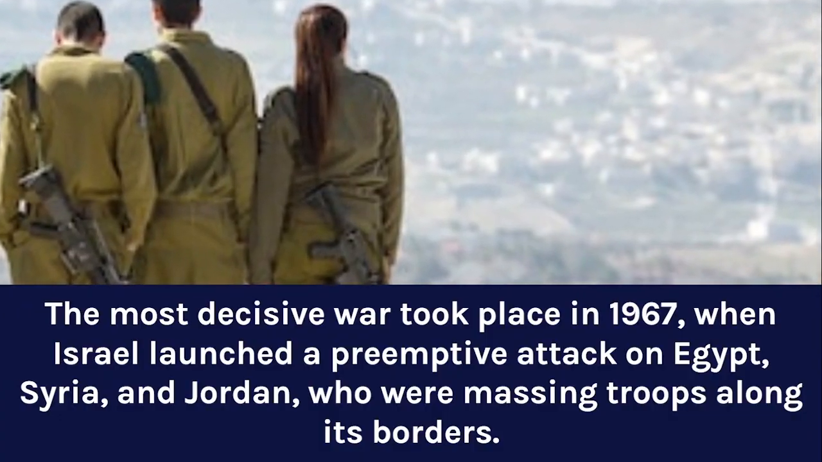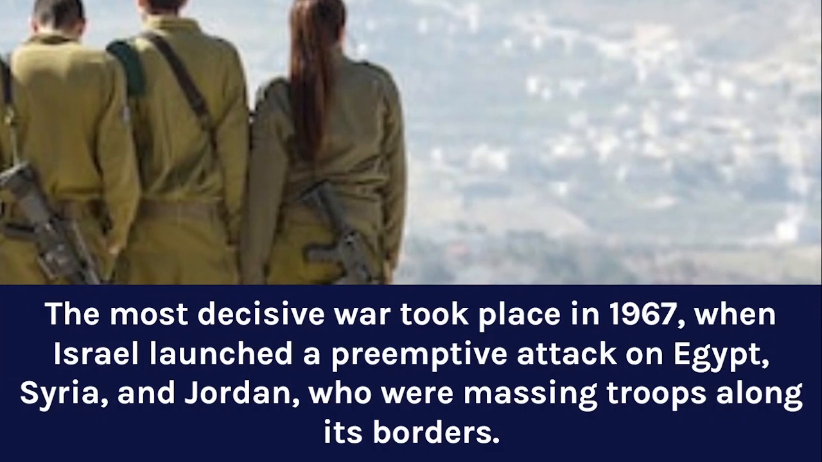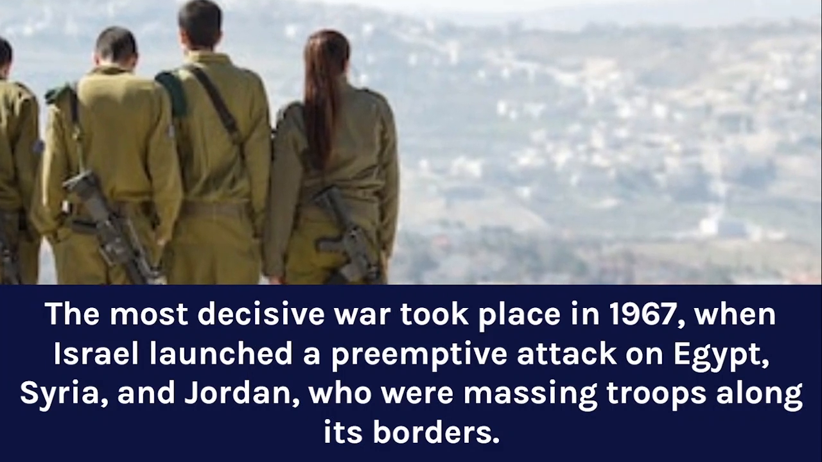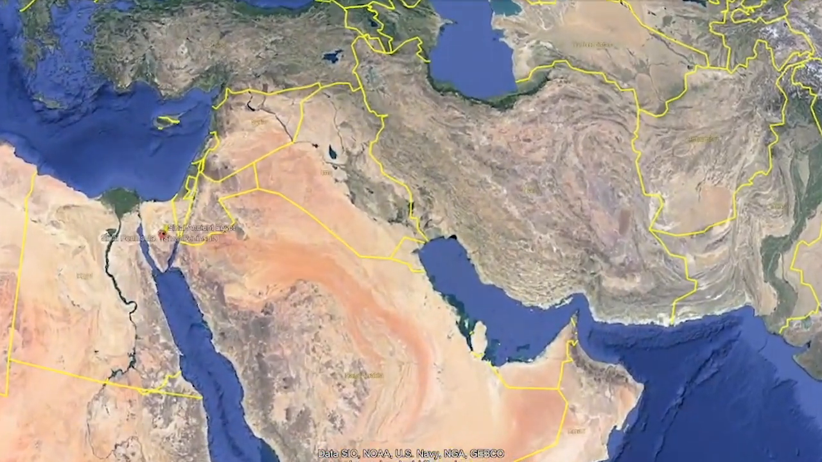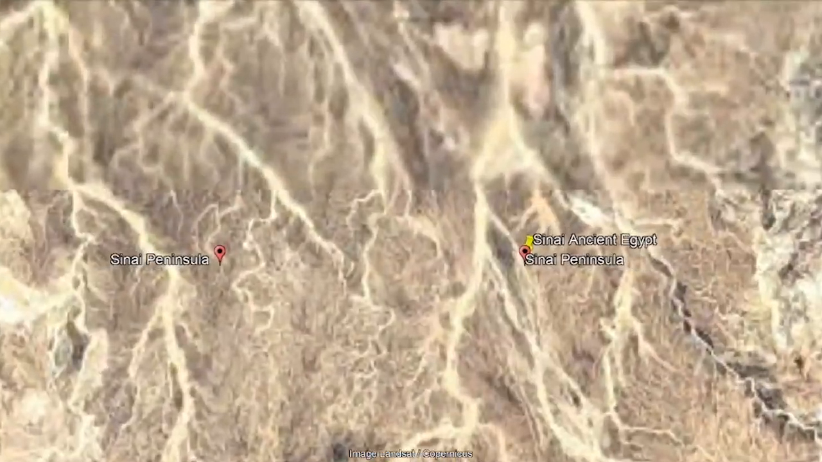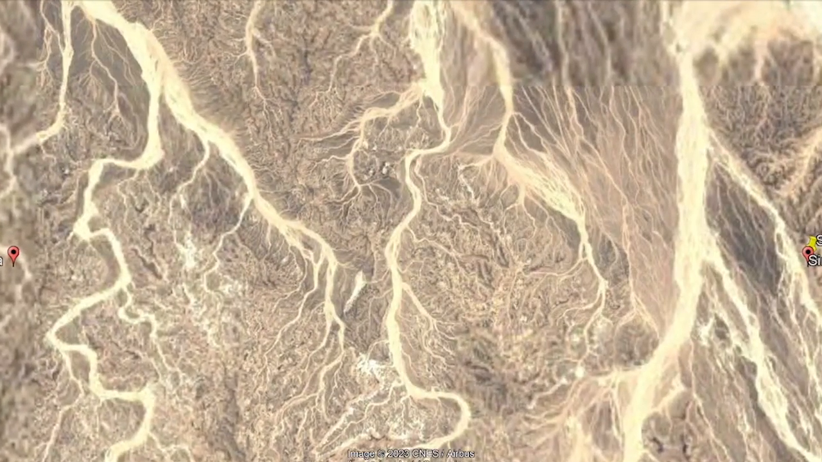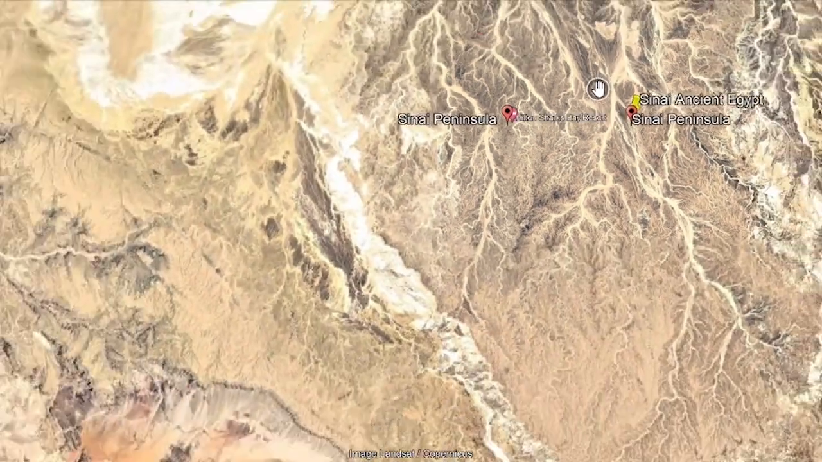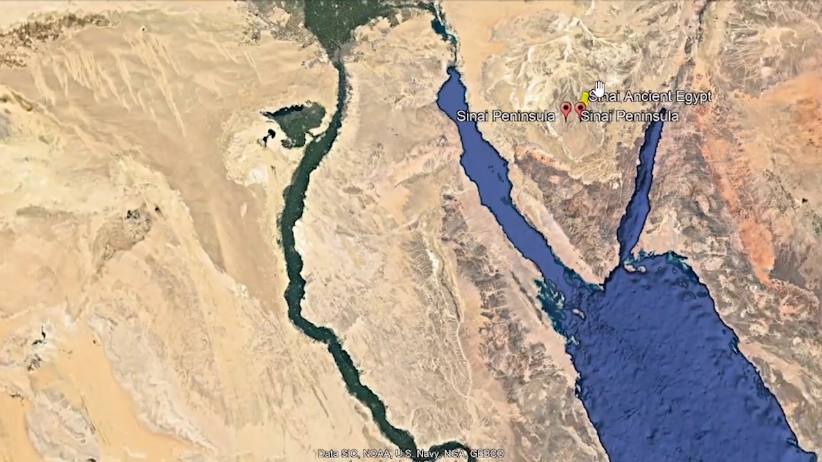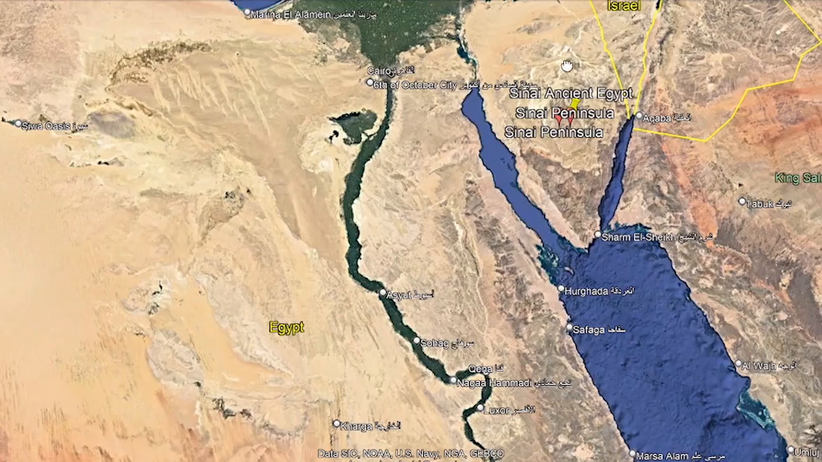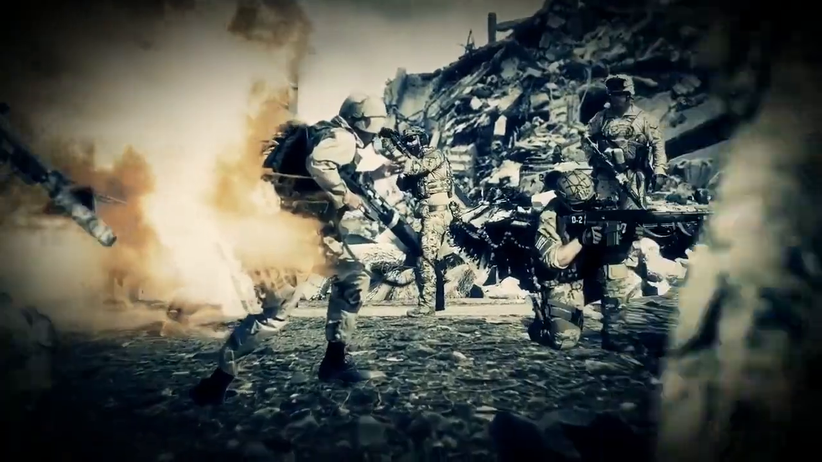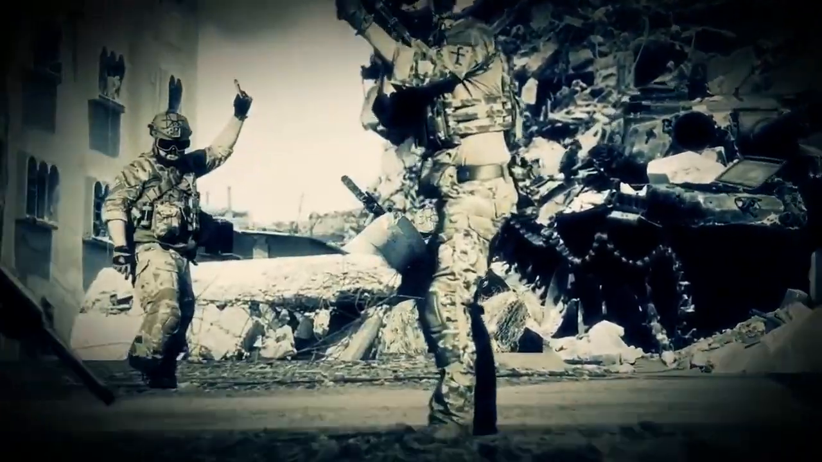The most decisive war took place in 1967, when Israel launched a preemptive attack on Egypt, Syria, and Jordan, who were massing troops along its borders. The war lasted only 6 days, but resulted in a stunning Israeli victory that captured the Sinai Peninsula, the Gaza Strip, the West Bank, East Jerusalem, and the Golan Heights. The war also marked a turning point in the Arab-Israeli conflict, as it demonstrated Israel's military superiority and territorial expansion, while humiliating the Arab states and radicalizing their populations.